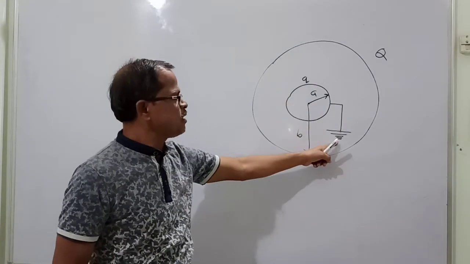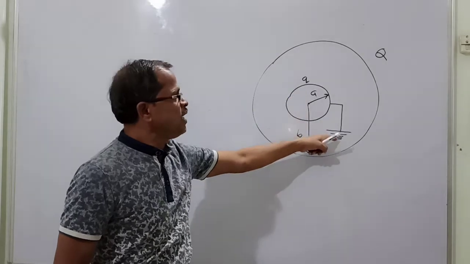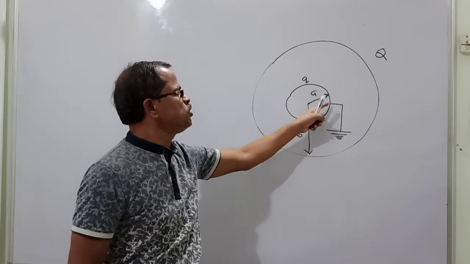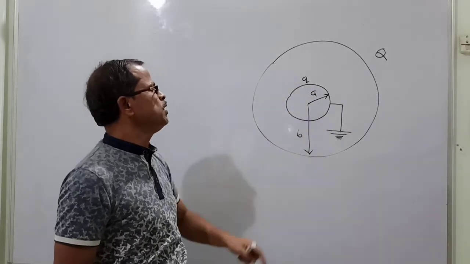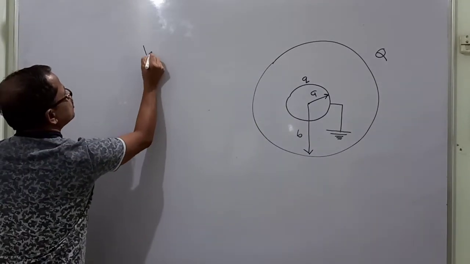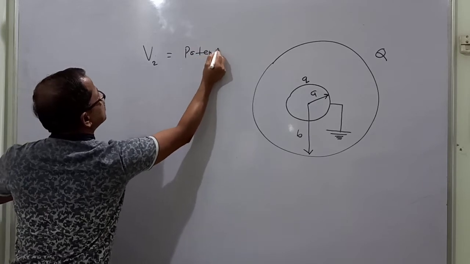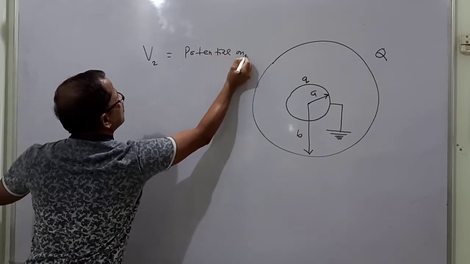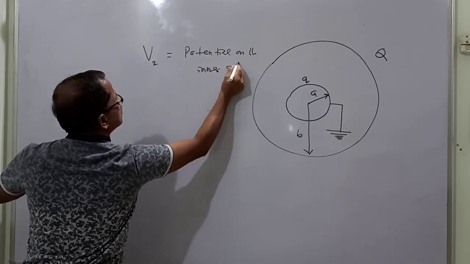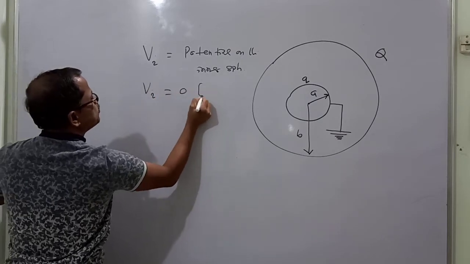Due to earthing action, some part of the charge may come from the earth to the sphere, or from the sphere to the earth. Let the charge appearing on the surface of the sphere due to earthing be equal to q. As a result, the potential of the inner sphere is equal to 0. So the potential of the inner sphere is equal to 0 because it is earthed.